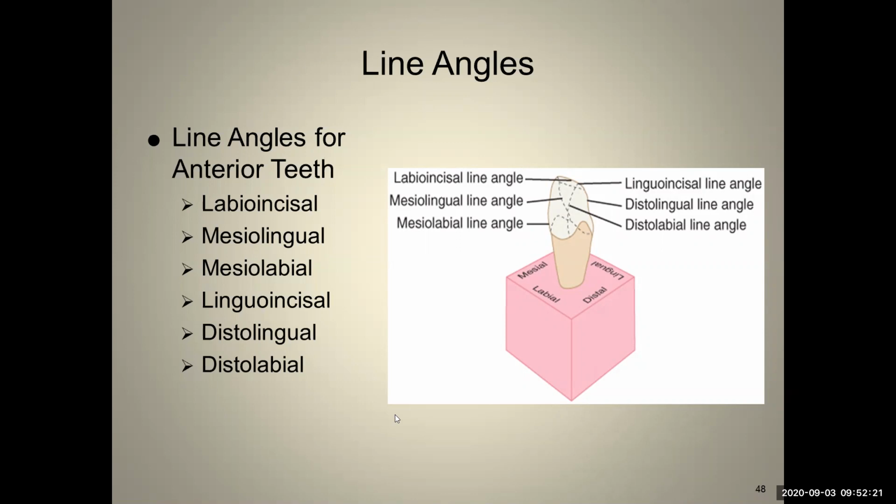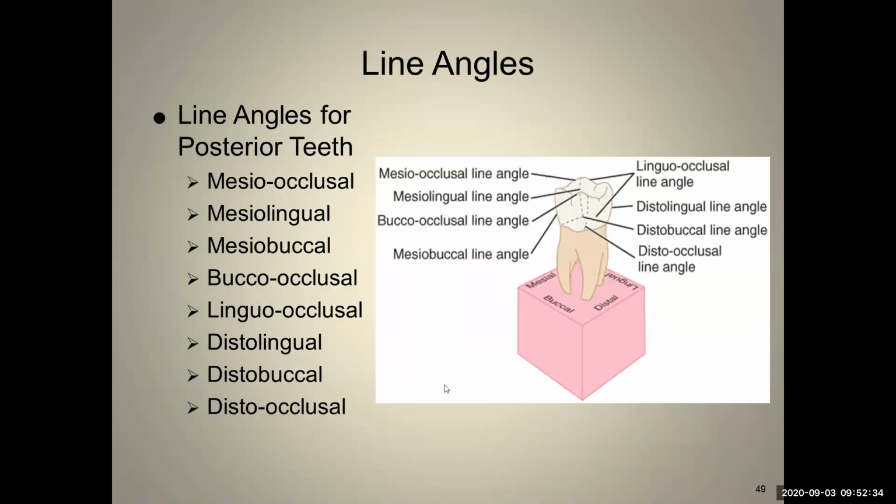Linguo-incisal. Can you find the linguo-incisal line angle? Two surfaces joining. For the posterior teeth, it's the same thing. You've got two surfaces, the mesial and occlusal versus incisal, and that's the only difference. It's a mesial, and instead of labial, it's a buccal, okay? Same surfaces, different names because you're talking an anterior versus a posterior tooth.